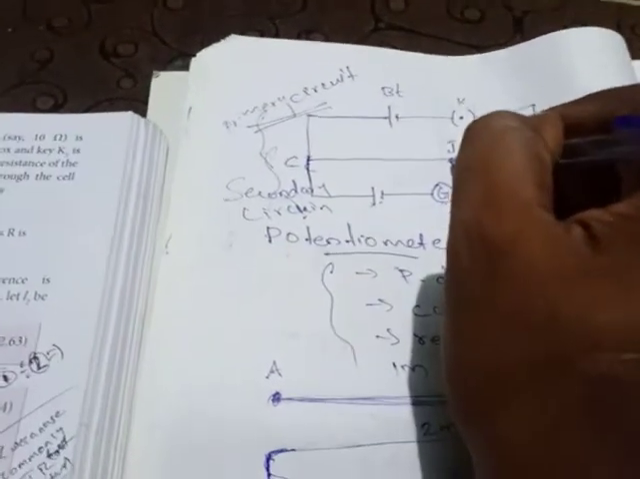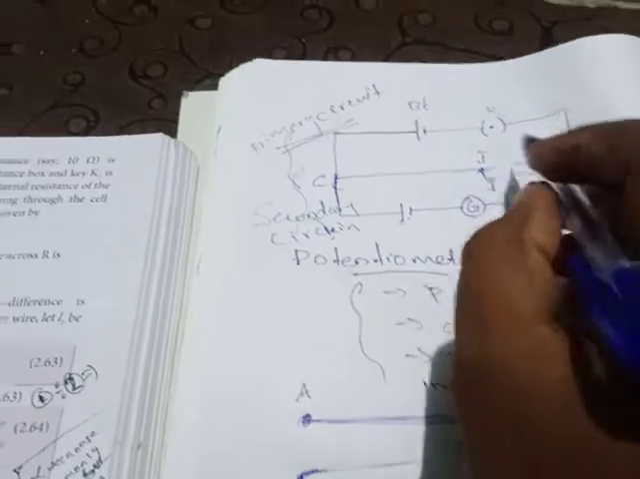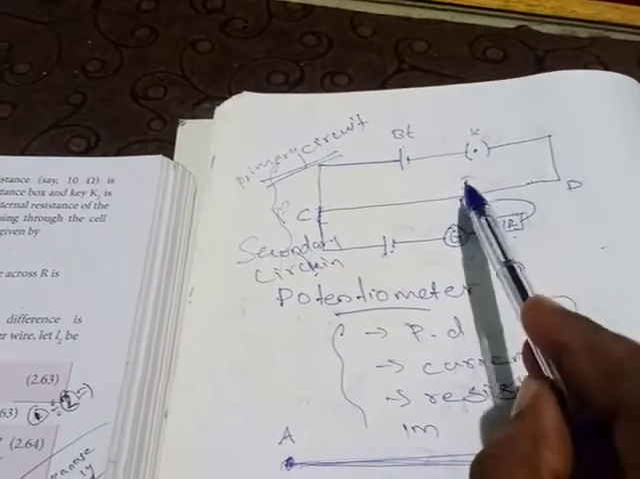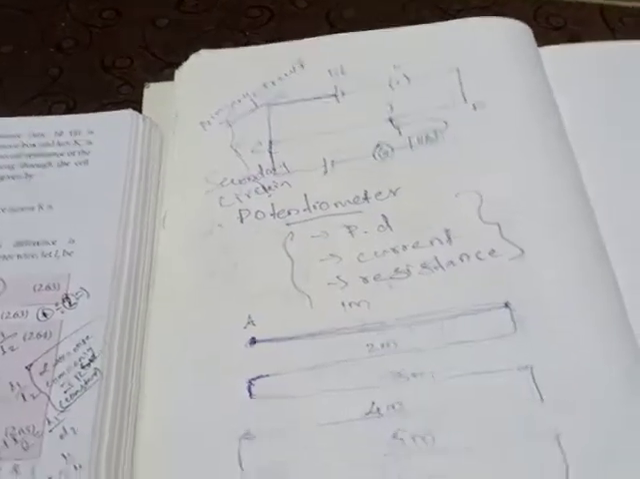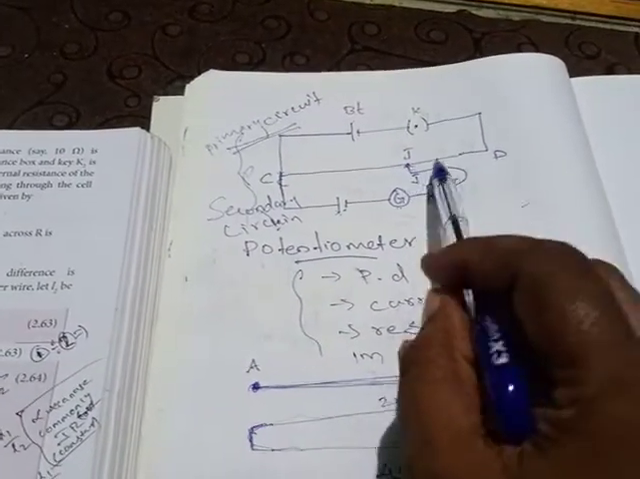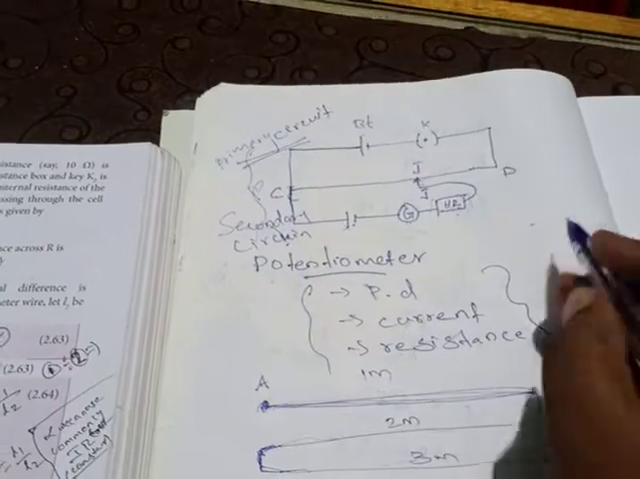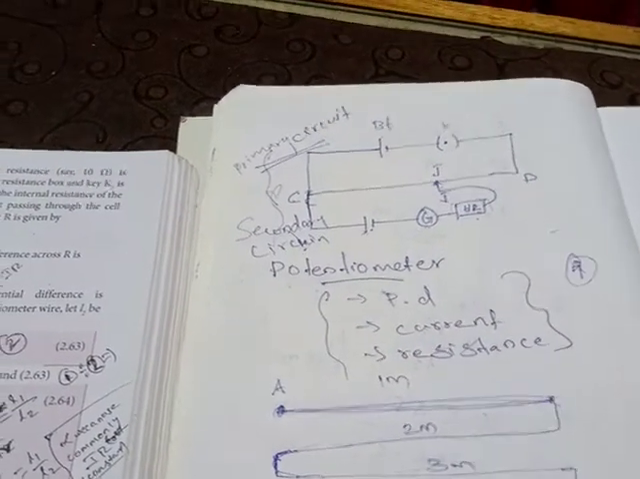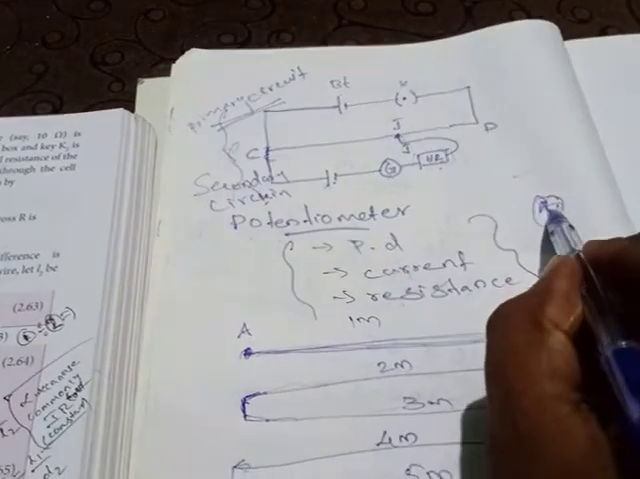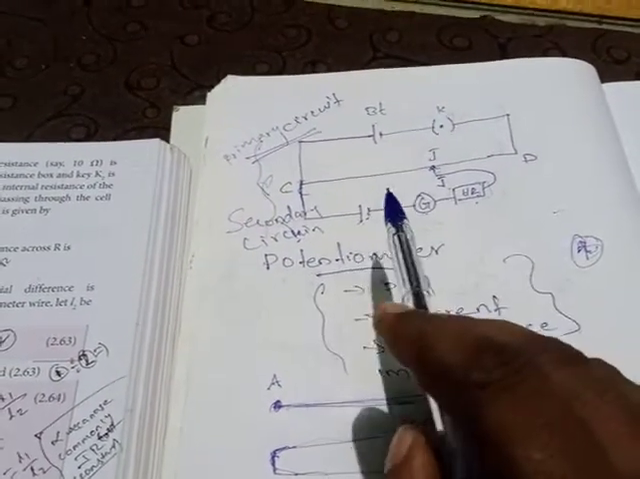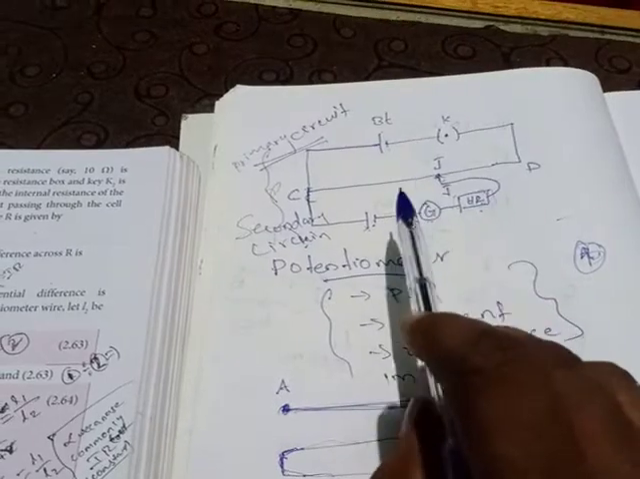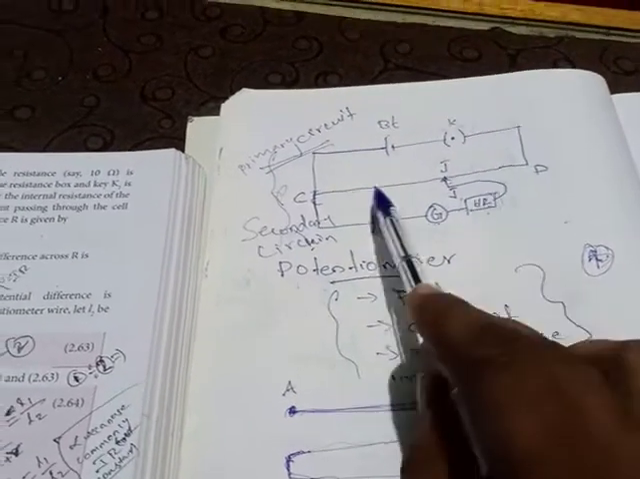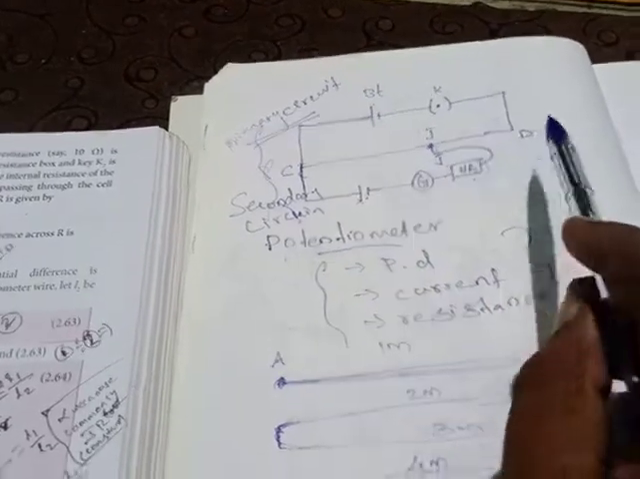When the jockey reached this CJ, what happened is that when you move this jockey over this wire, the galvanometer will deflect. When you reach some place, you can see that the galvanometer will show zero deflection, like this. Zero deflection. So when the galvanometer shows zero deflection, it means the potential difference across this wire and this cell is balanced.